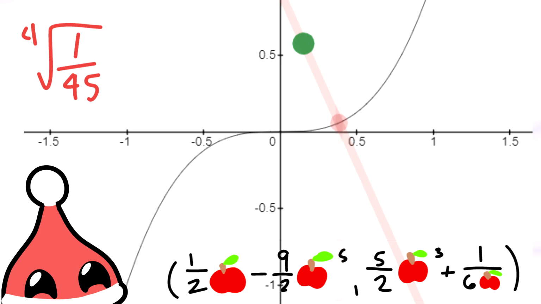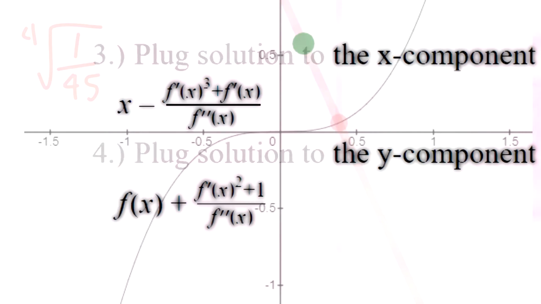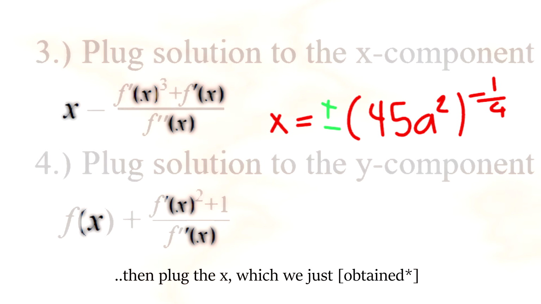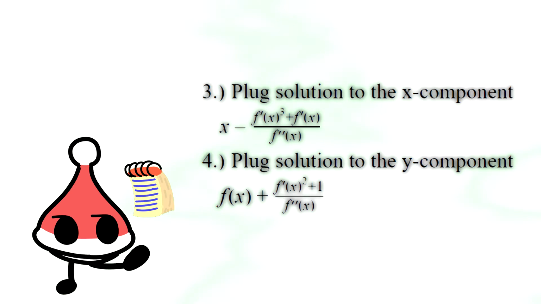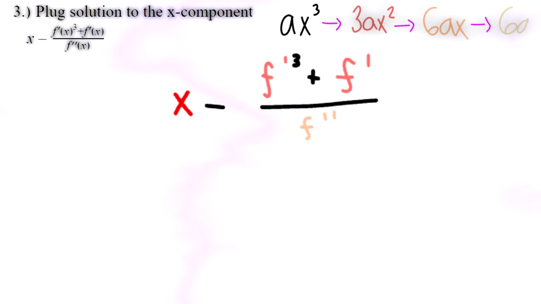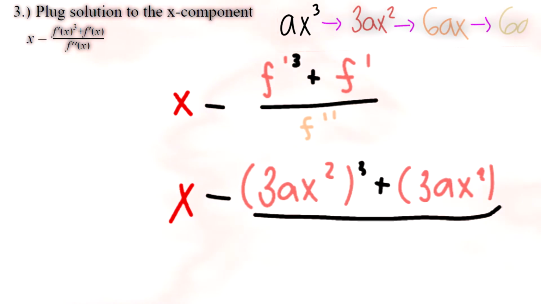Funny I should say that because we already have the components. It's these guys. The only thing we have to do is change the f's of those equations and then plug in the x's, which we just obtained. Now, what I just said is do step 3 and 4 in baby talk. And again, I encourage that you do step 3 and 4 yourself. Alright, step 3. Subbing the f's with what we found earlier, we get x minus f' (3ax²) cubed, plus another f' (3ax²), all over the f'' (6ax).